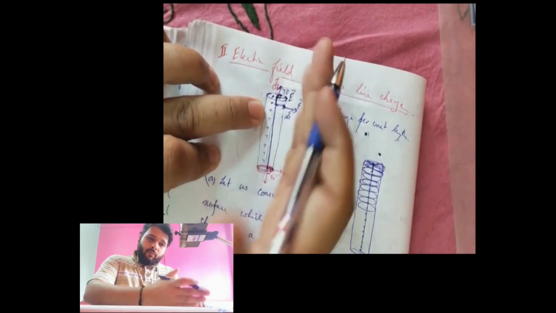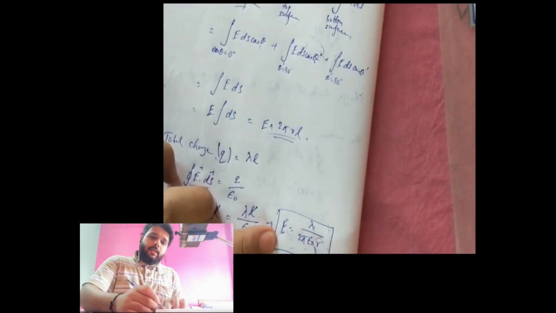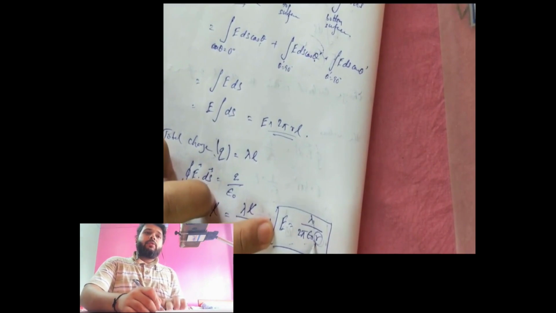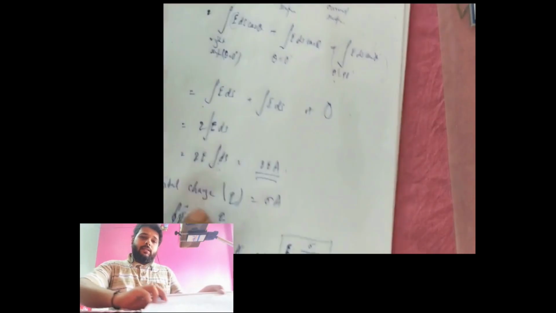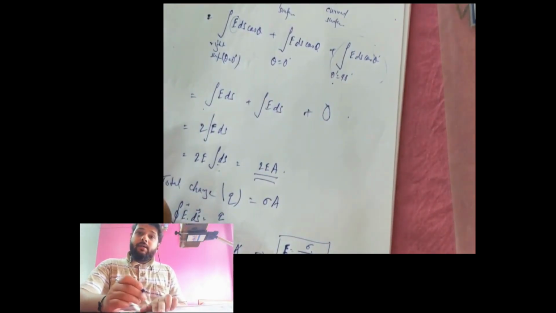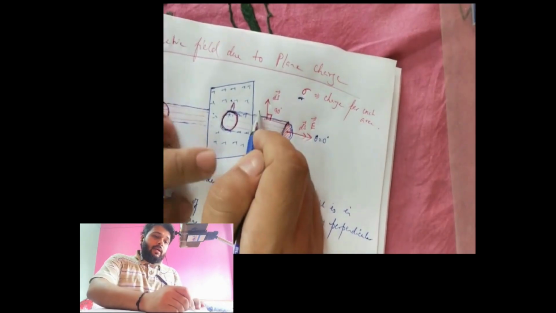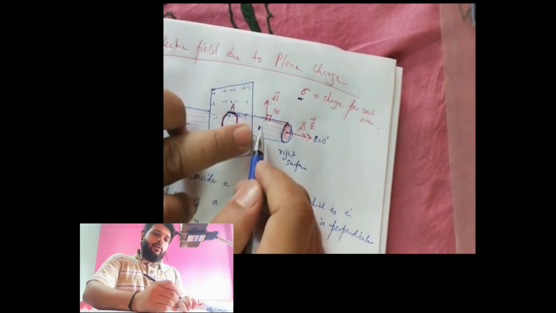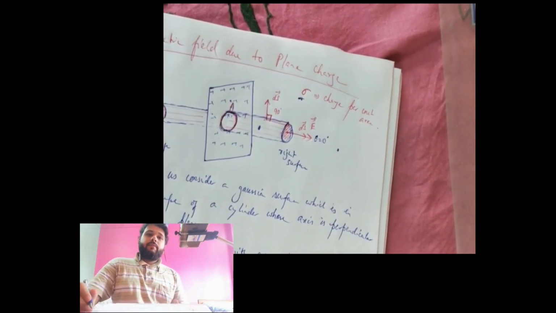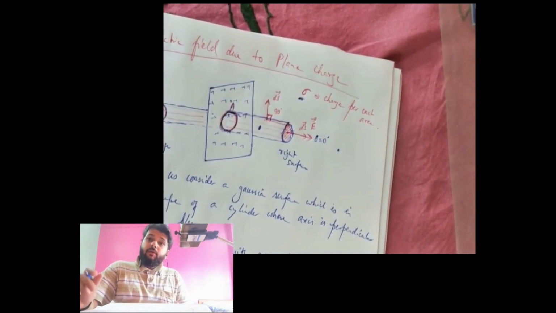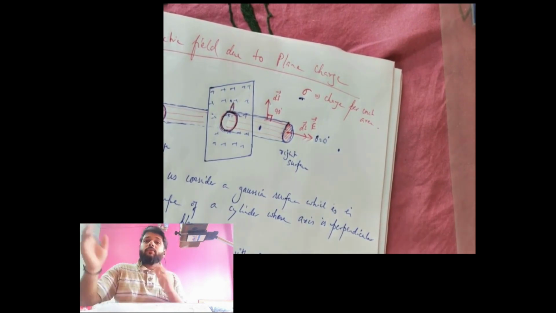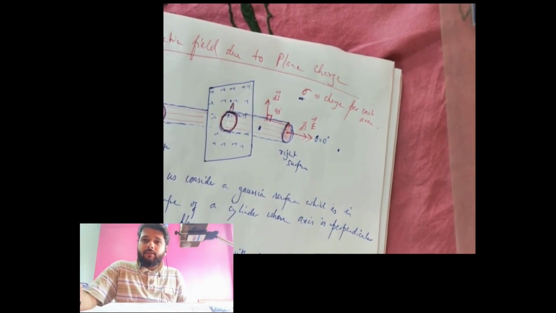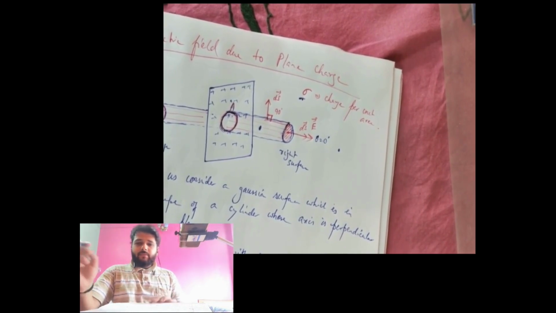As I move further, the electric field will decrease, because electric field is inversely proportional to r, the distance from the line charge. But in case of plane charge, in the expression of electric field, we do not have r. It means the electric field over here will be the same as the electric field over here. Electric field in case of plane charge will remain constant. It is independent of r, independent of the distance from the plane charge.